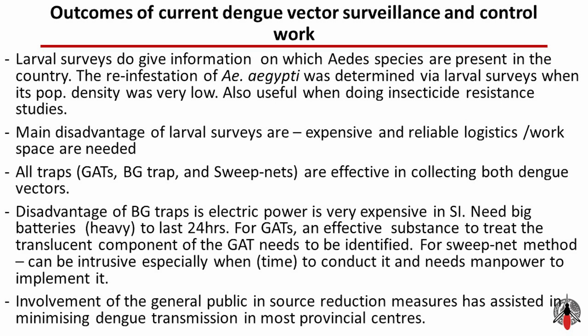I think one factor that's been helping us a lot is the involvement of the general public in source reduction activities. In most of the provincial centers in Solomon Islands, we don't have insecticide for dengue work available. So whenever there are reports of an increase in dengue cases, usually the whole town or provincial town, the premier or the mayor would ask people to do cleanup. That helps us out in some of the provinces.